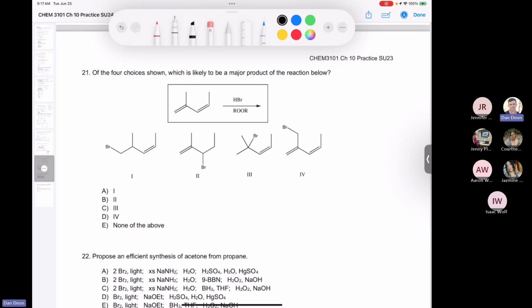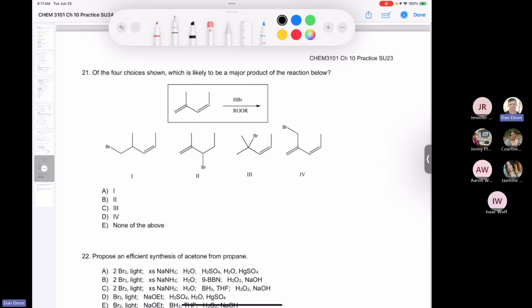Of the 4 choices shown, which is likely to be a major product of the reaction below? Okay, so this one's going to be an anti-Markovnikov addition of HBr across our, we've got 2 double bonds in here. So what are my possibilities?